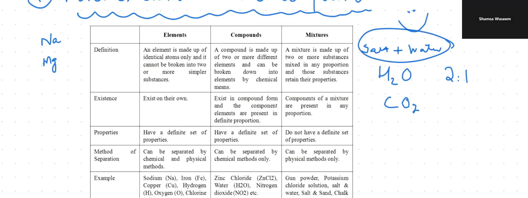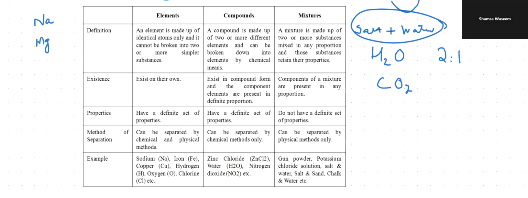Like you can separate a mixture of soluble dyes, a mixture of soluble substances, on the basis of solubilities by chromatography. We'll be doing this in chapter 12, right? And a mixture of salt and water can be separated by distillation or by evaporation, right? So the mode of separating the mixture components is going to be physical methods only, right? Gunpowder, potassium chloride solution, like in aqueous solution, salt and water, salt and sand, they can be separated by filtration, or by distillation or evaporation.